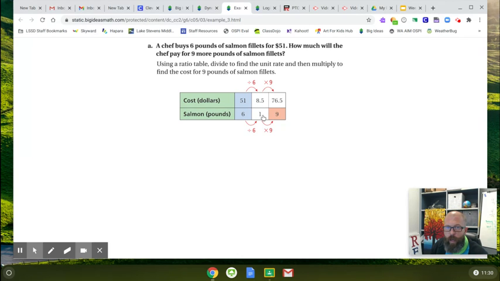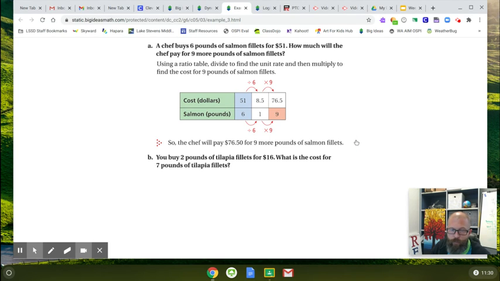Now, in order to find how much for 9 more pounds, I just multiply the 1 pound times 9. And then do the same on the top here, 8.5 times 9. And you end up with $76.50 for 9 more pounds of salmon fillets.